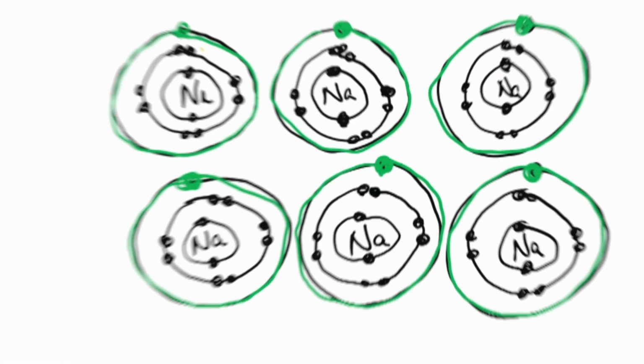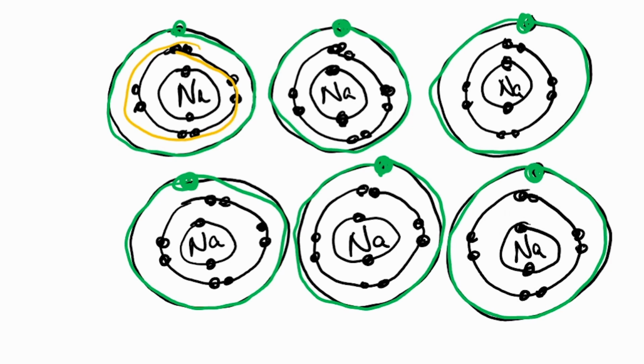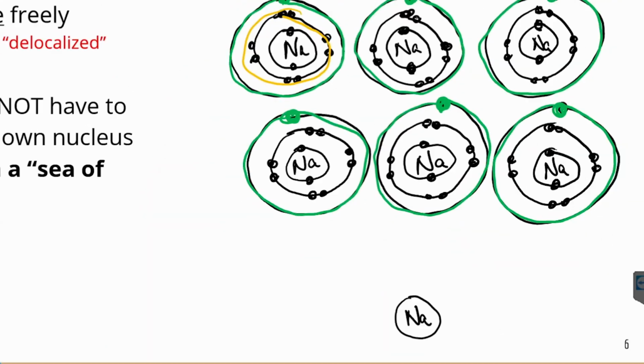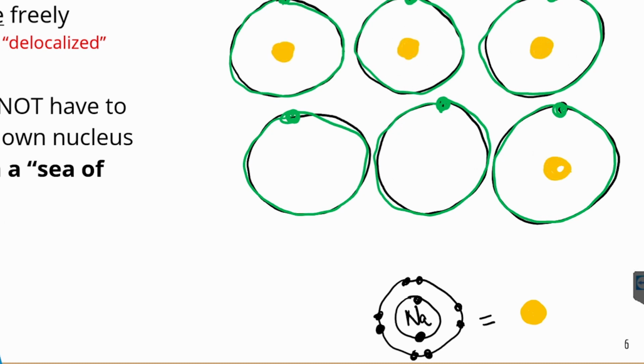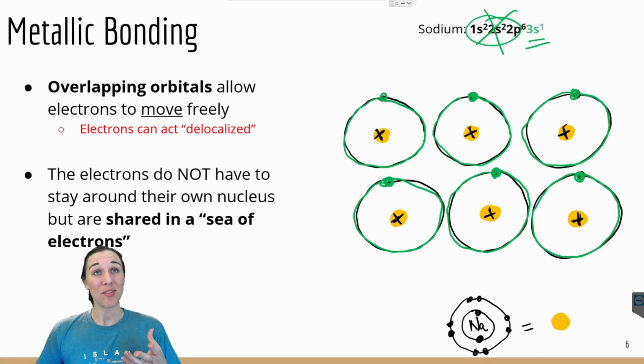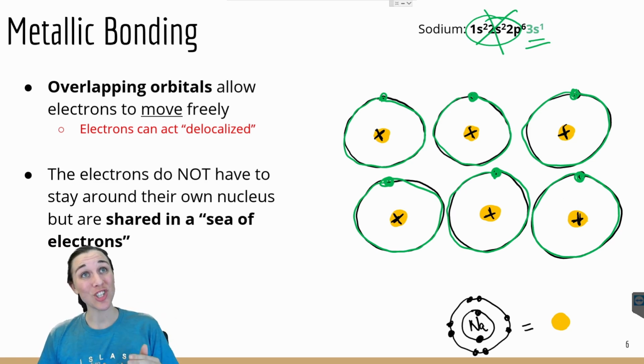Let's depict all of this here by a single orange circle. Now it's a lot easier to see how the valence electrons are going to be interacting with each other in the empty overlapping orbitals in the valence shells.